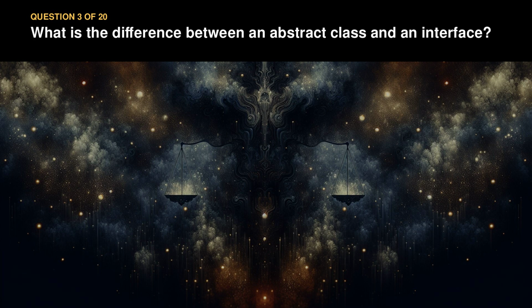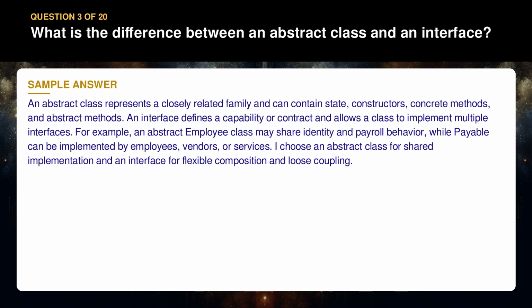Question 3. What is the difference between an abstract class and an interface? An abstract class represents a closely related family and can contain state, constructors, concrete methods, and abstract methods. An interface defines a capability or contract and allows a class to implement multiple interfaces.